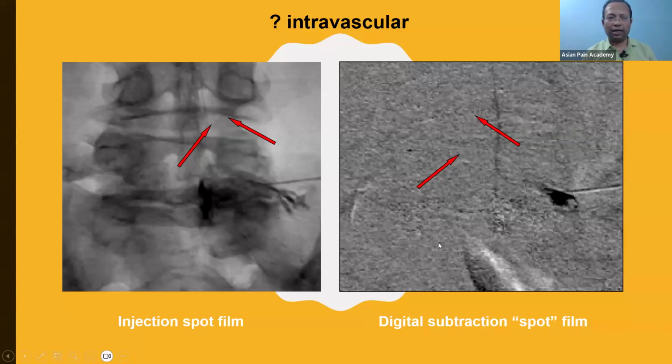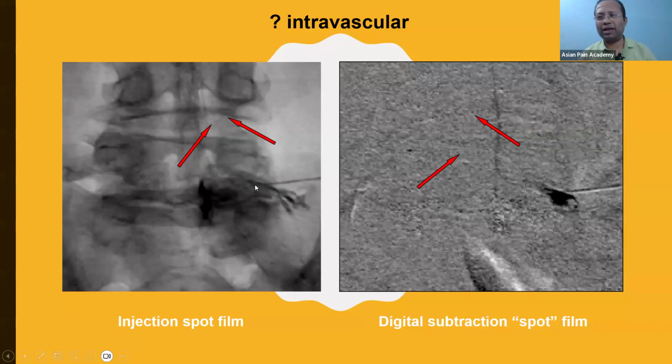Here you can see, this is a normal X-ray. Small part is going inside the vessel. This is going inside the vessel. How do you understand that? This is a clear line of contrast, which can tell you that maybe it is going inside the vessel. So same picture is under the digital subtraction angiography.